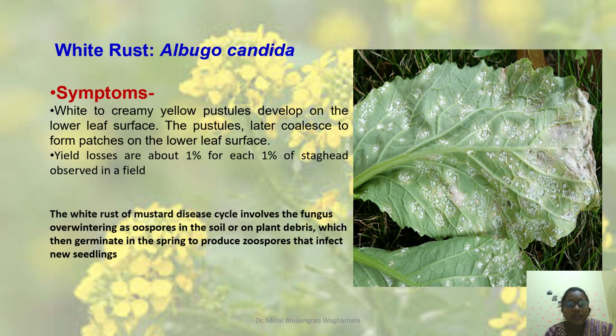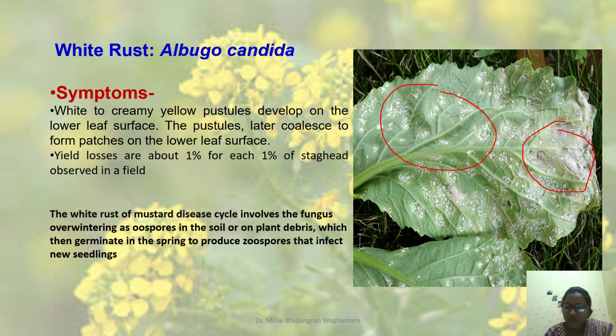Coming to the next disease, that is white rust of mustard, causal organism Albugo candida. It is an oomycetes disease. It comes under the oomycetes fungi. In this, we can see pustules appear on the lower side of the leaf. That is, creamy whitish pustules develop on the lower surface of the leaf. And once these pustules collapse and merge together, they form patches on the lower leaf.